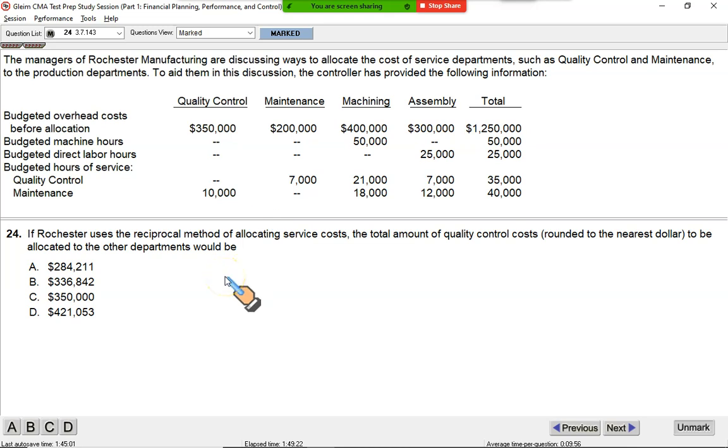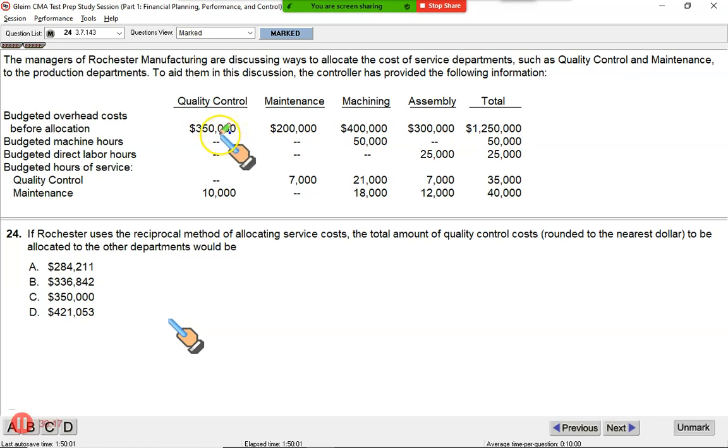Now let me show you how we solve the simultaneous equation. It is a little complex, but I'm sure after the lecture you can watch the video a couple of times, then you will get full understanding out of it. Third method, reciprocal, most complex method. If Rochester uses the reciprocal method of allocating the service cost, the total amount of quality control cost, and so on. Let us first see what the reciprocal method is. How do we construct the equation? Gentlemen, I need your full 100% attention. This is the most complex thing for today's class.